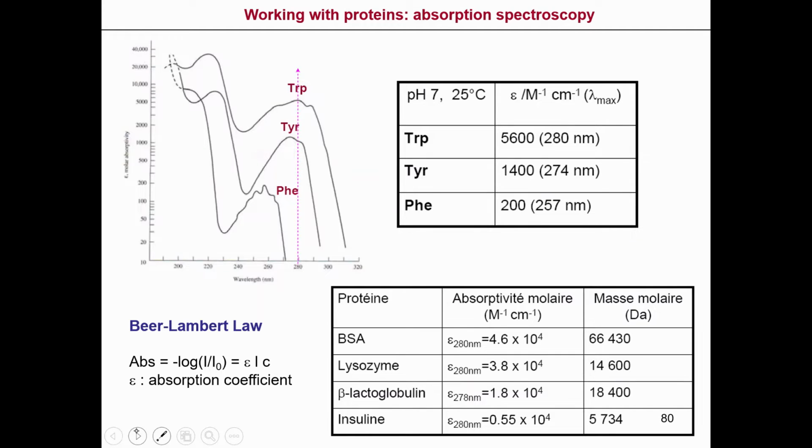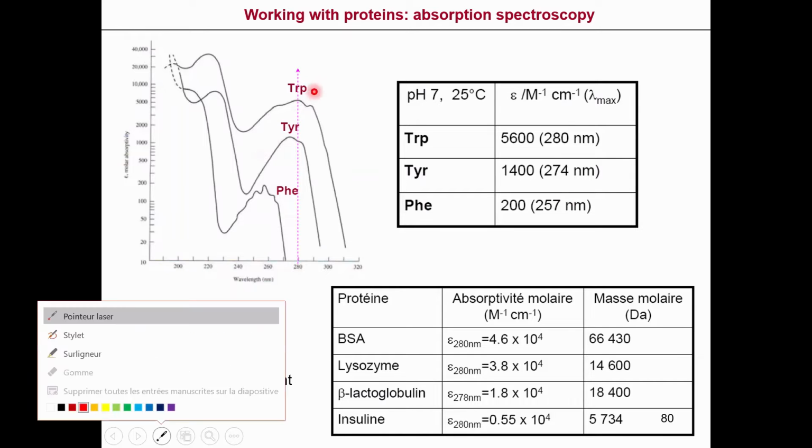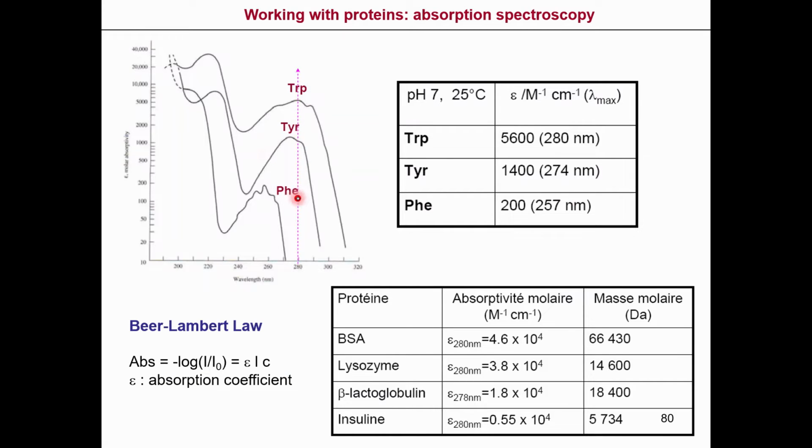In our case, the case of proteins, only the aromatic amino acids contain delocalized pi electrons and then strongly absorb the UV light. So only tryptophan, tyrosine, and phenylalanine can absorb in the UV region. No other amino acid absorbs.